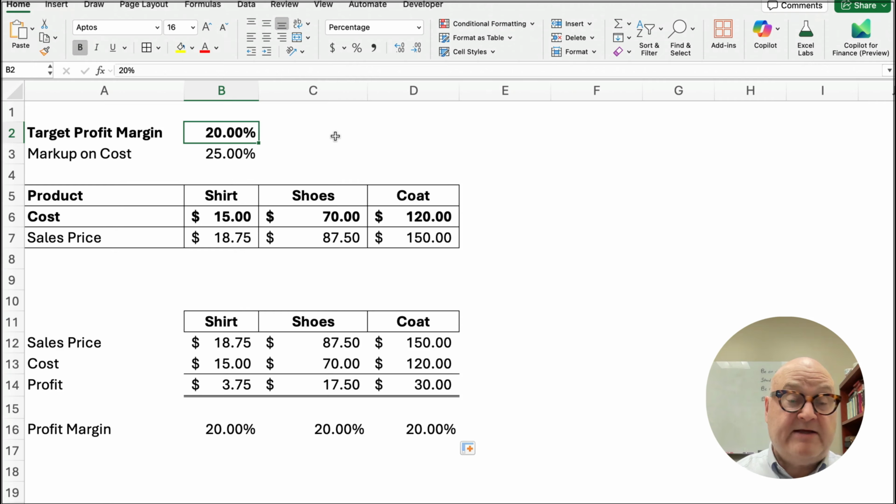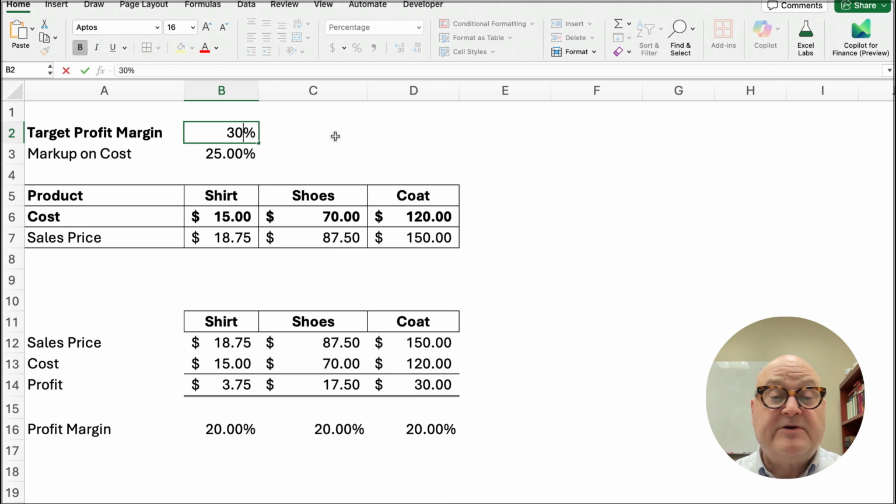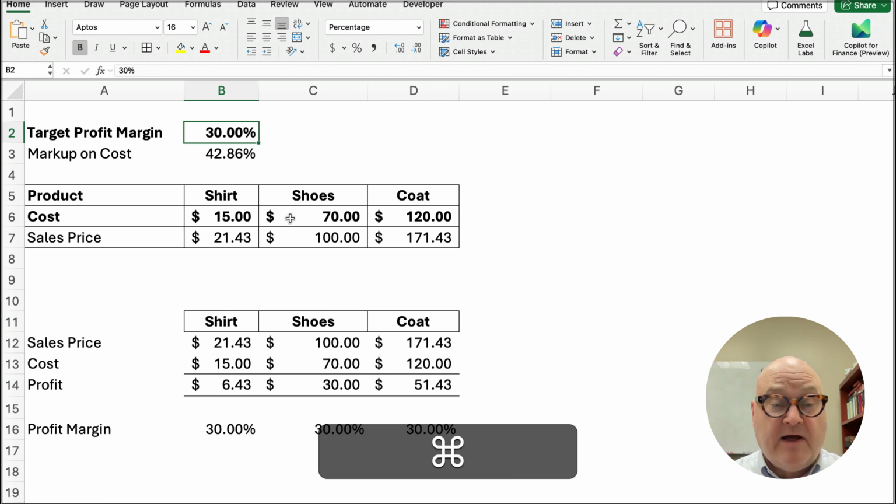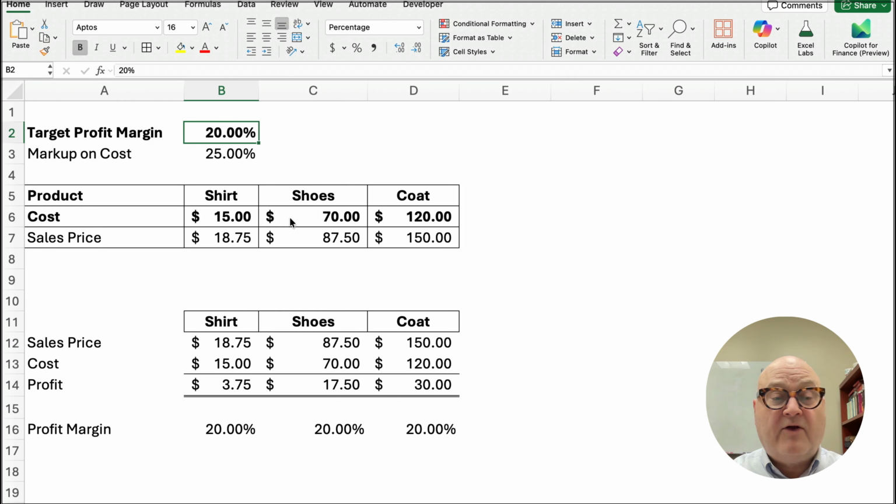Well, now we've built a spreadsheet. What if we want a 30% profit margin? Well, then we need to mark it up 42.86%, and then we'd have new numbers. So you can set this up on a spreadsheet, build all the numbers, and then you can just do a little what if. What if you got a 30% target profit margin? Well, then you mark it up a little bit higher. And so that's how it works if you only know your cost and you only know your target profit margin, you have to convert it to a markup on cost. So the markup percentage then is 25%.